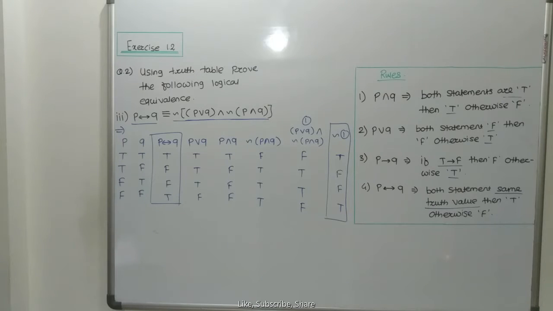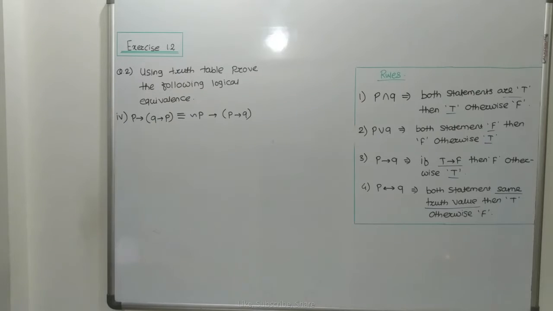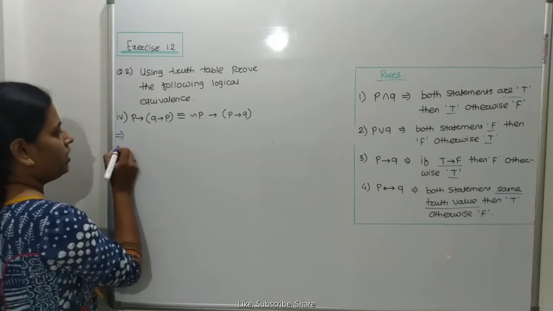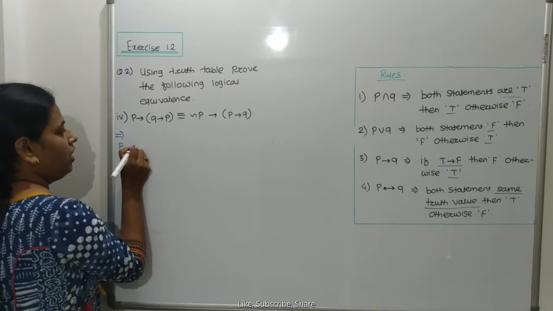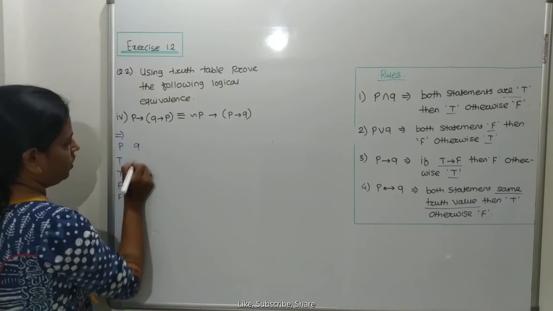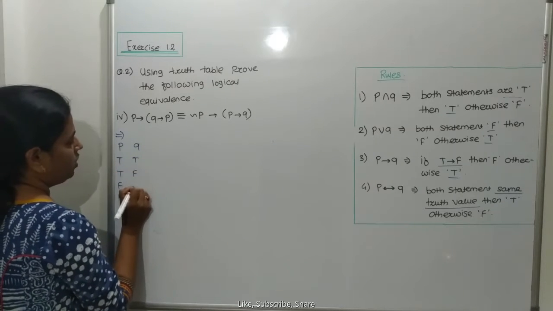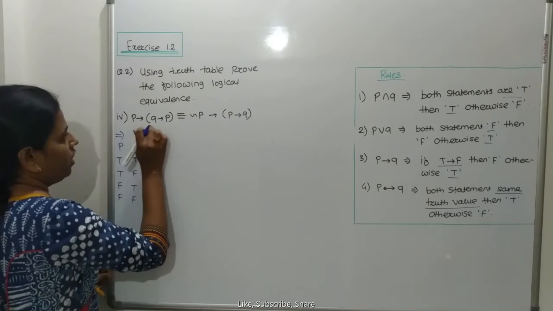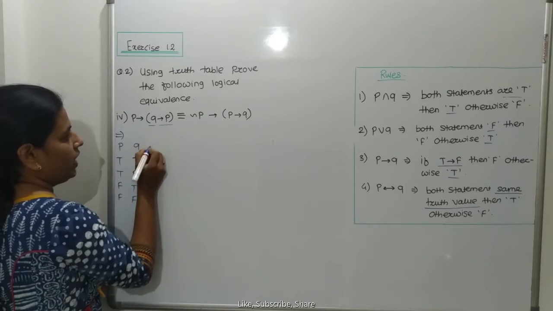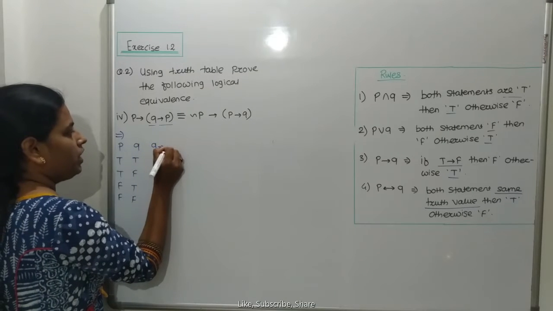Now next we will solve question number 4. How many statements are there? Only 2 statements are there. So write down P and Q: true, true, false, false, and true, false, true, false. Now next we have to solve this side. For this, we have to solve the first bracket, that is Q single implication P.